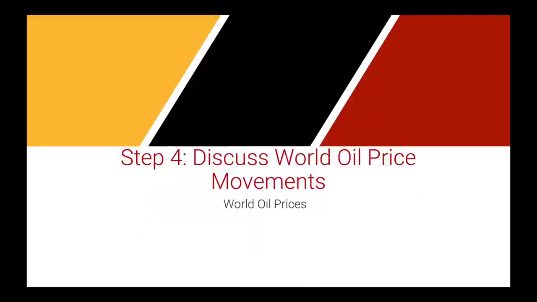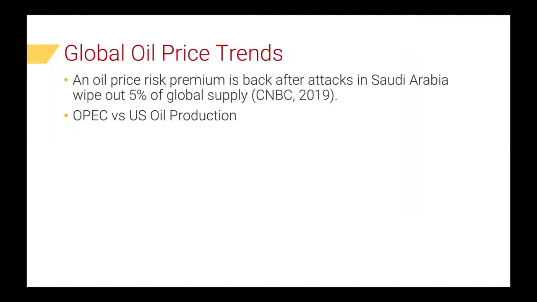Step 4 in the project is when you research on the internet and discuss world oil price movements. For example, in 2019, it was reported that an oil price risk premium is back after attacks in Saudi Arabia wiped out 5% of the global supply. To do this section of your project, simply do a Google search for OPEC versus U.S. oil production and then write up what you find.